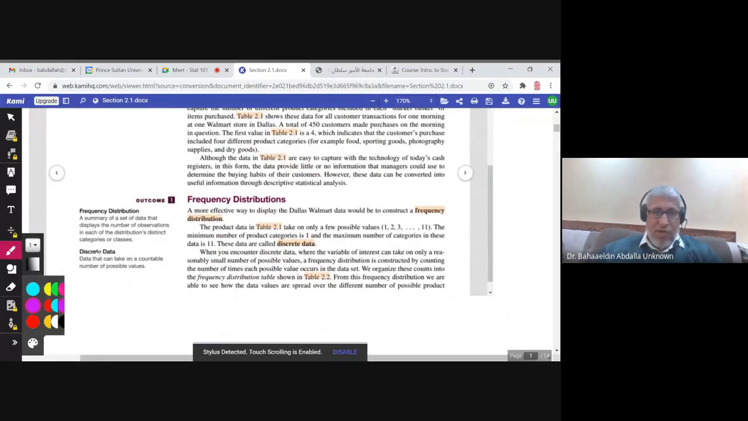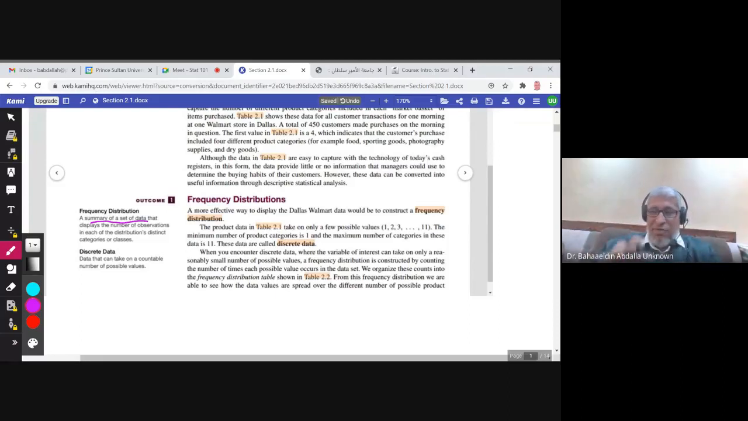distributions. Well, it's a summary of a set of data. So there is a data, and we need to summarize the data using the frequency distribution. So what can you see in the frequency distribution? You can see the number of observations. This is called the frequency. The number of observations in each category, in each of the distinct categories or classes.